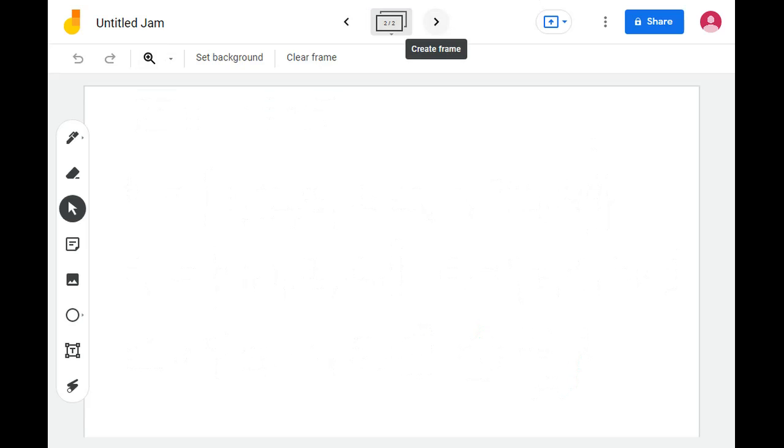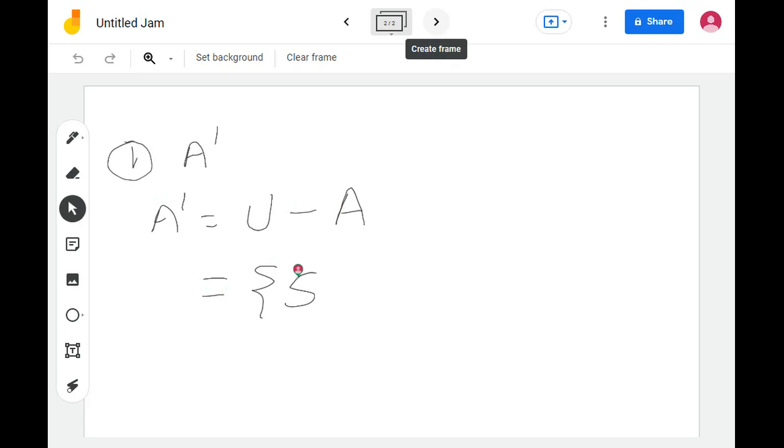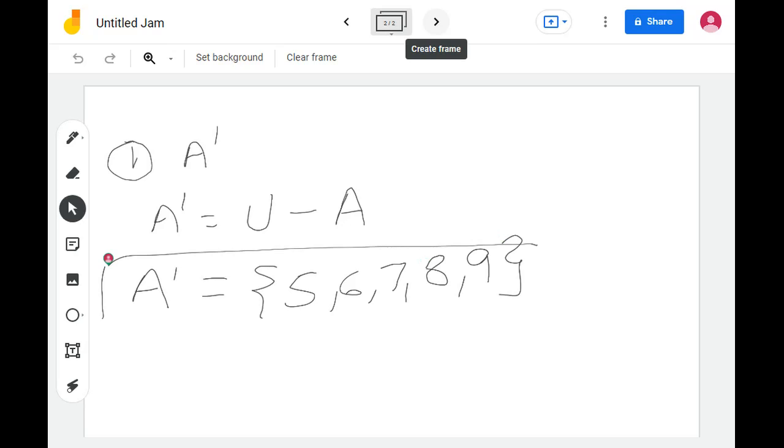So the first part is A complement. A complement is equal to universal minus set A. The universal set is 1 2 3 4 5 6 7 8 and 9, and our set A is 1 2 3 4. So we subtract it, and what we get is 5 6 7 8 and 9. This is our A complement, the answer of the first part.